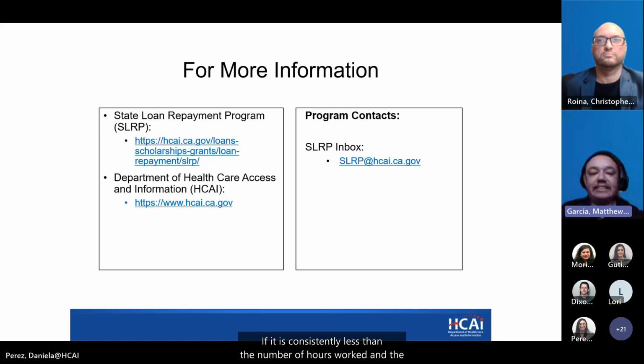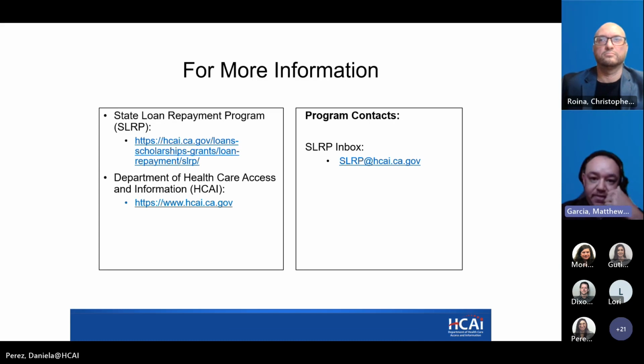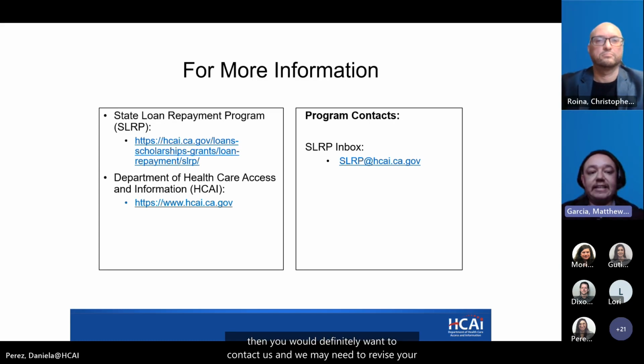If it is consistently less than the number of hours worked and the average is below that 21 minimum, then you would definitely want to contact us, and we may need to revise your grant and consider a half-time status change at that point.